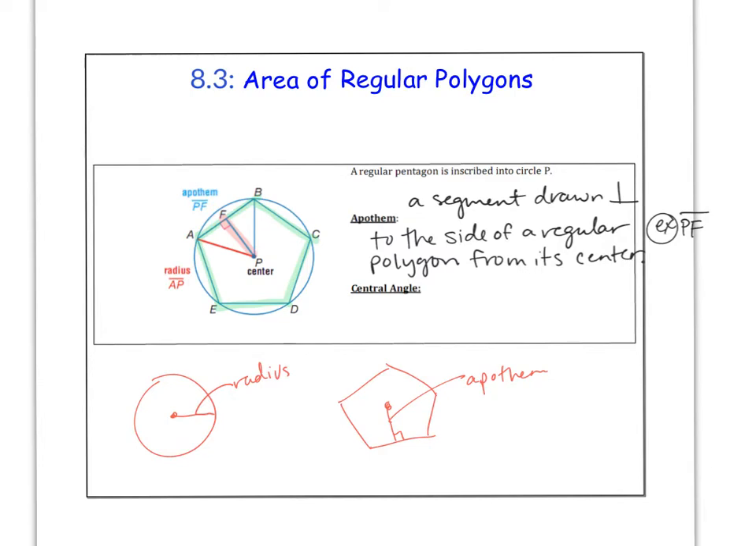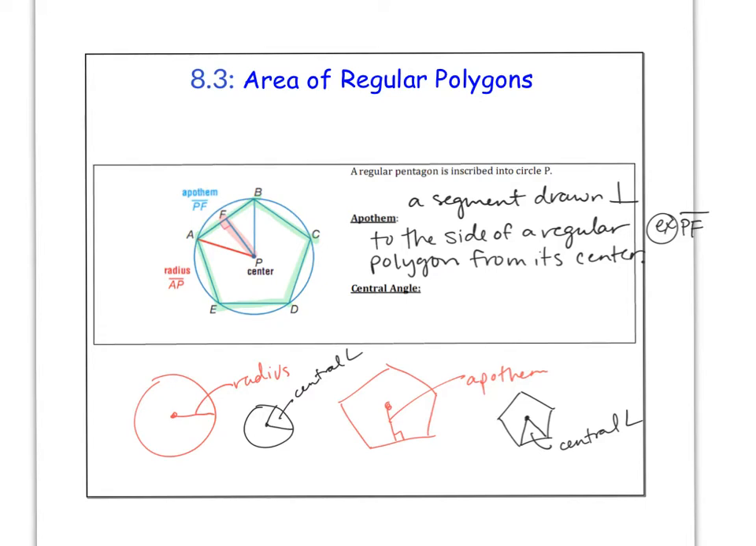Let's also talk about a central angle. When we studied circles, a central angle had its vertex at the center of the circle. Now when we have a polygon, a central angle is also going to have its vertex at the center of the shape, in this case a pentagon, and it's going to go to consecutive vertices. So this right here would be a central angle on a polygon.